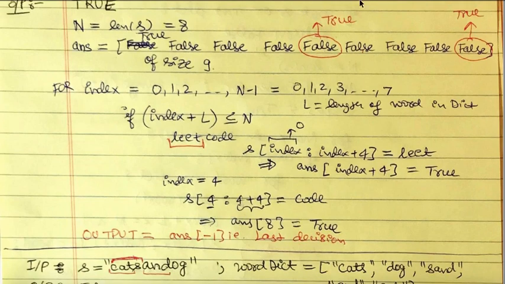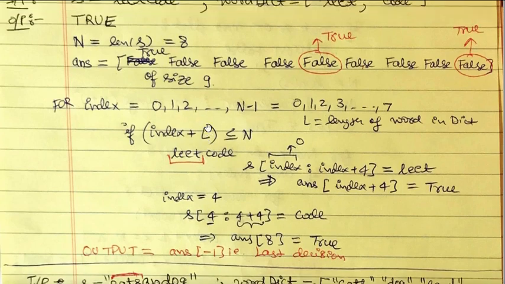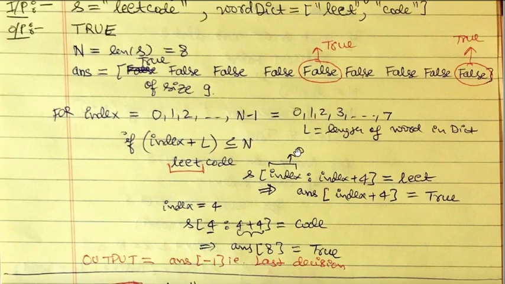So for example, here what we will do, we will start from 0 and we will iterate through the dictionary. So the dictionary has two words, leet and code. So we will check the current index, which is index, and L, which is the length of the current word in wordDict. So we will first check the word leet, which has length 4. So index is 0 initially, so 0 plus 4 is 4, and we compare it with the length of the string, 8. So 4 is less than or equal to 8. Yes, it is less, so the condition is satisfied.